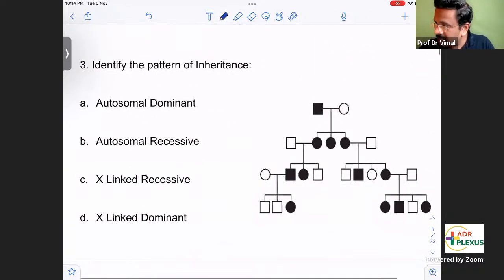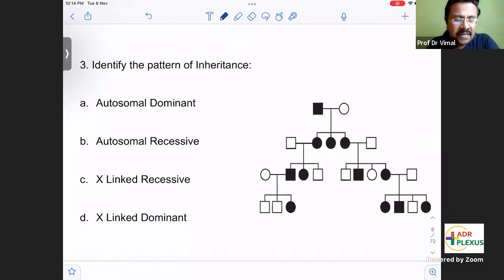Okay. Then identify the pattern of inheritance. So who will tell me the pattern of inheritance of this pedigree chart? They are saying, many are saying A, but why can't it be another option? Yes. So let us see this pattern of inheritance.